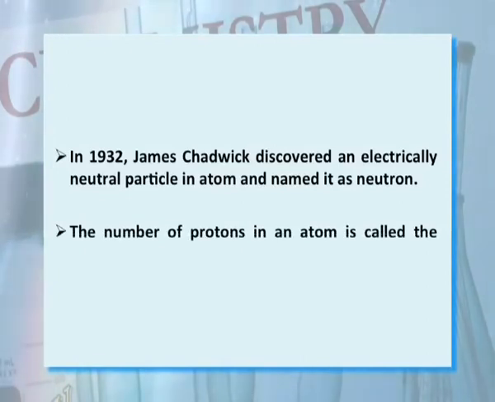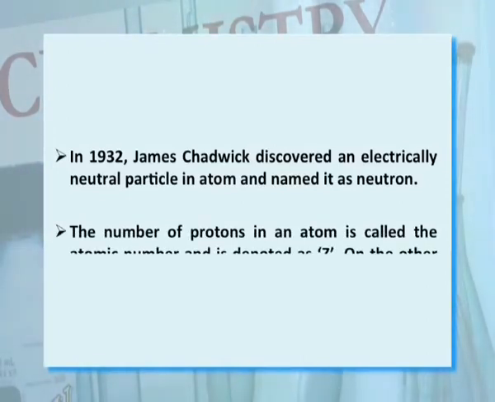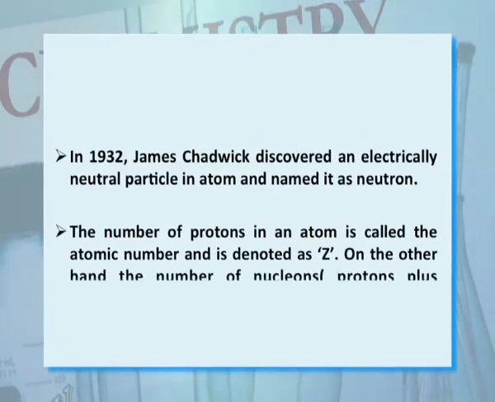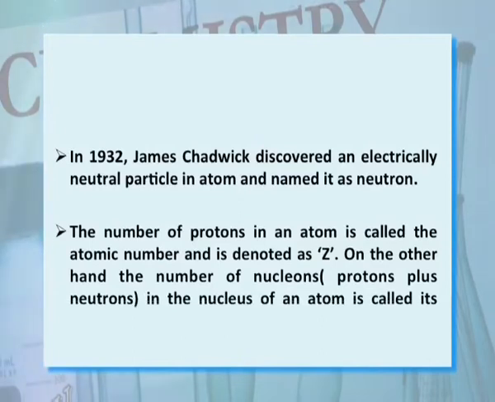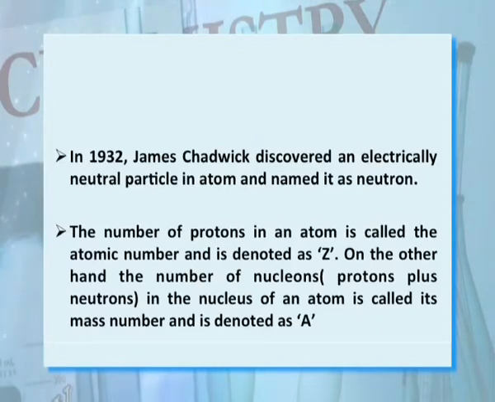The number of protons in an atom is called the atomic number, and it is denoted by capital Z. On the other hand, the number of nucleons, that is protons plus neutrons, in the nucleus of an atom is called its mass number, and it is denoted by the symbol capital A.